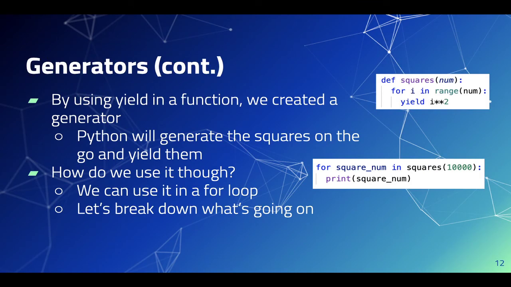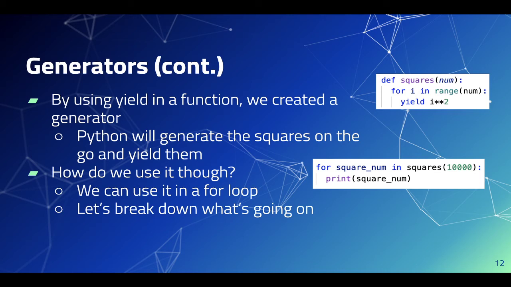So by using yield in a function, we create a generator. So that's the basics of creating generators. We use yield, so Python will generate the squares, in this case, since we're doing i squared, of the numbers on the go and yield them to where it was called.